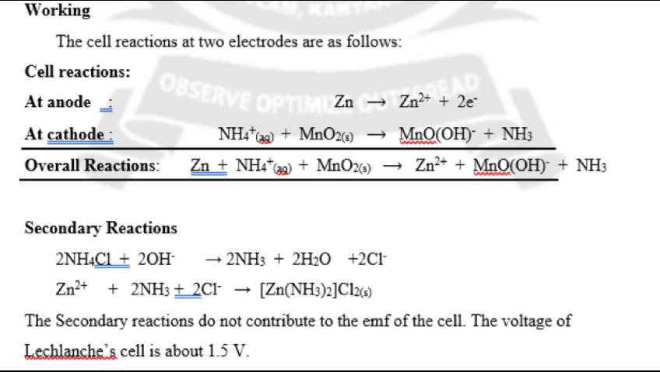And the second reaction that is taking place is the evolution of ammonia gas. Hence, this ammonia gas has to be absorbed, and zinc chloride is placed in order to absorb the ammonia, and it is converting into a complex. The second reaction does not contribute to the EMF of a cell. The voltage of Leclanché cell is about 1.5 volt.